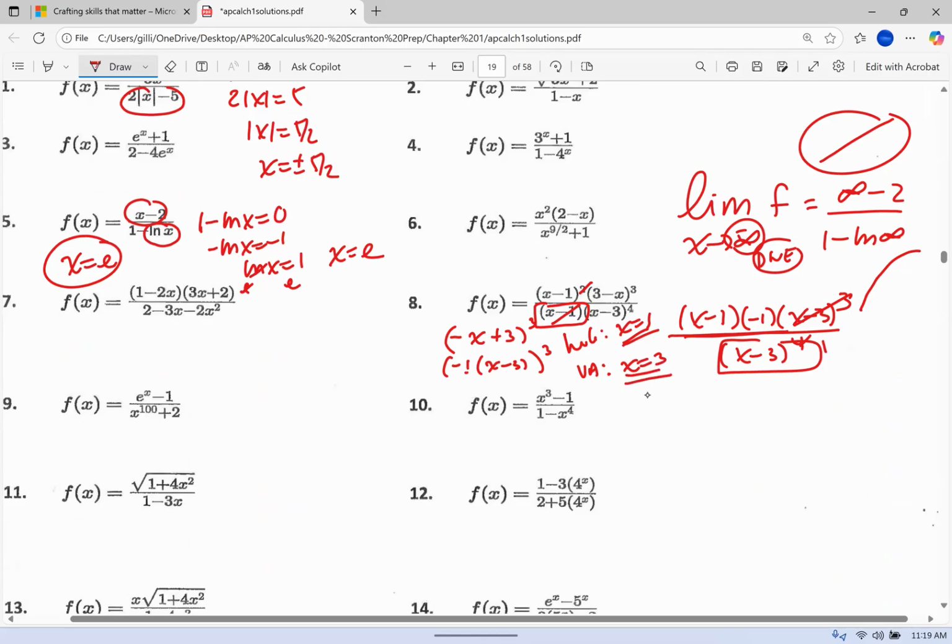As far as the horizontal goes, it's just a polynomial over a polynomial. So this would be like an x squared. This would be like a negative x cubed. So that dominating on power is like a negative x to the 5th. On the bottom, this is like an x times an x to the 4th, which is an x to the 5th. So it's a same power function on top and bottom. So it's a tie. So it's the coefficient of the top over the bottom, which is negative 1.